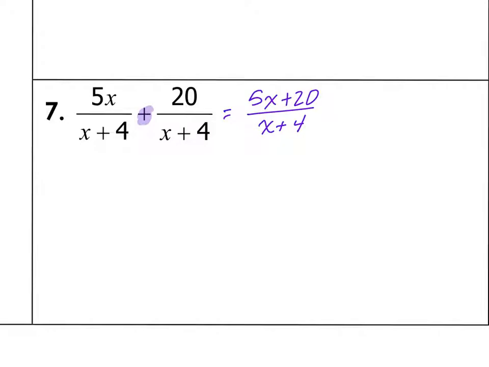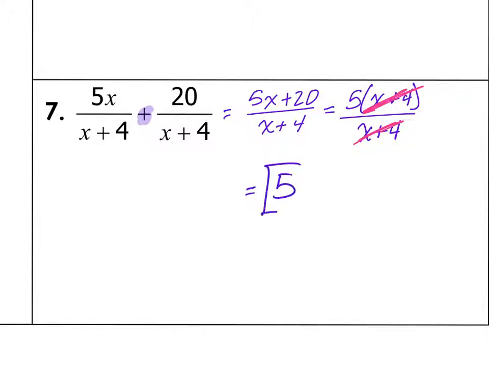So now I'm gonna factor, because I can't add 5x and plus 20. They're not like terms. So now I'm just gonna factor that. What goes into 5 and 20? Well, 5 does. 5 goes into 5x, x times, and 5 goes into 20 4 times, all over x plus 4. So I've got an x plus 4 on top and an x plus 4 on the bottom. So my answer is just going to be 5. And that is it.